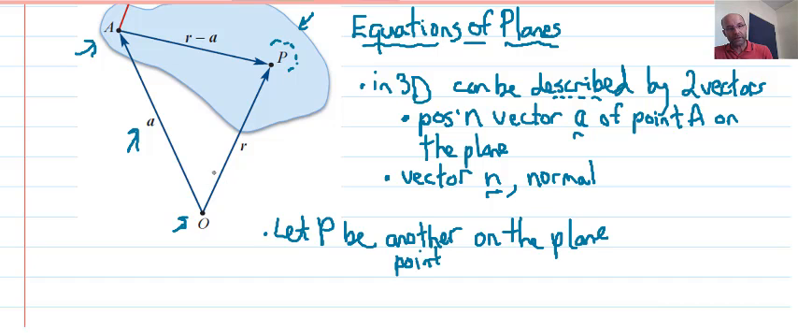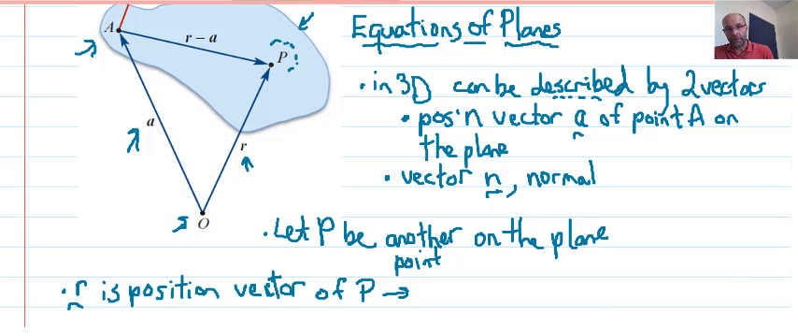So we can see that r is the position vector of that other point P. Connecting the two points that we've been talking about, A and P, we get the vector AP, and we can use lowercase r minus lowercase a for that vector.